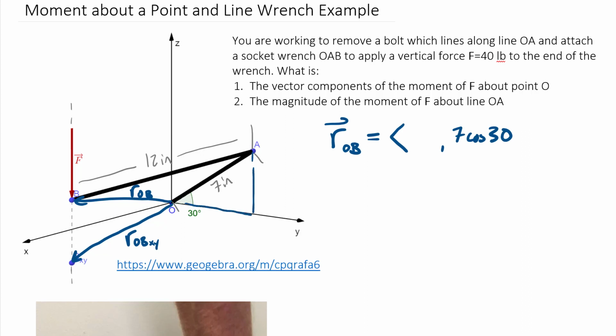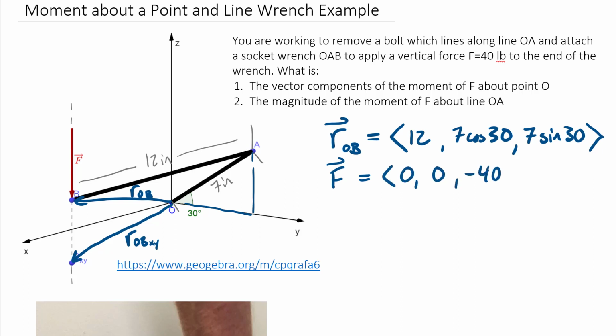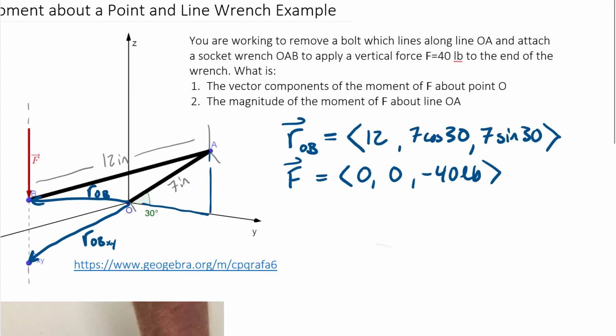And then we have that vertical component as the Z, so that will be 7 sine of 30. And then in the X direction, it's going to be 12. Okay, and so those are all in values of inches. Our force vector F is equal to 0, 0, negative 40, because we're pushing downward with 40 pounds. And so we have those two vectors.